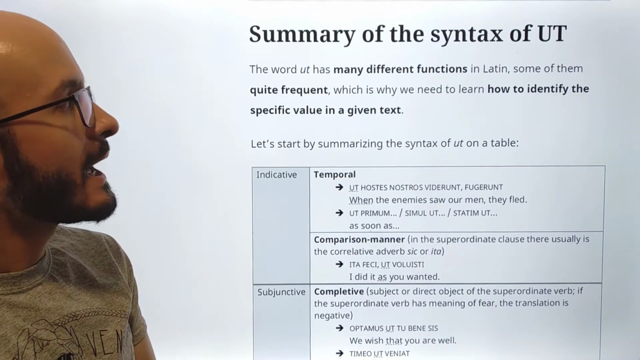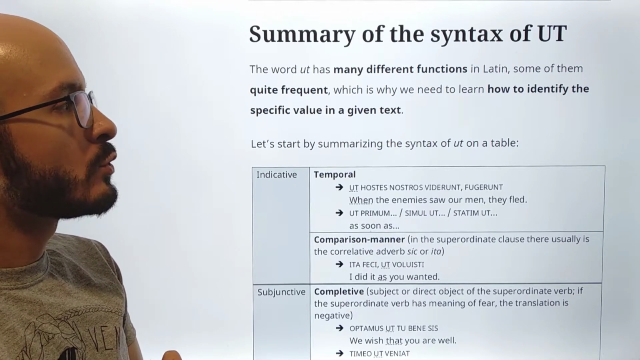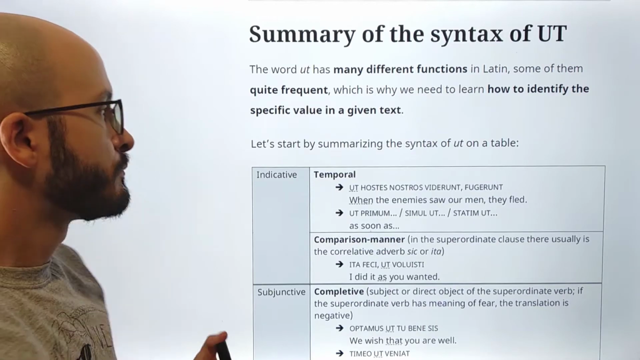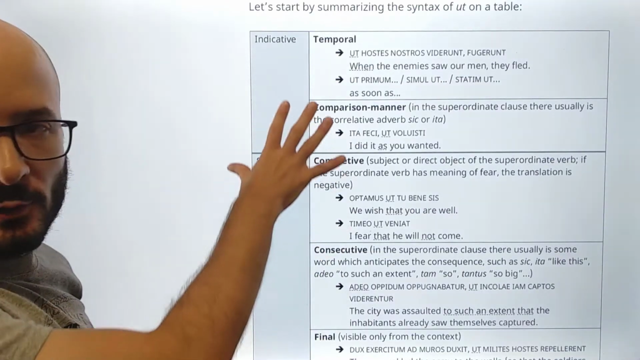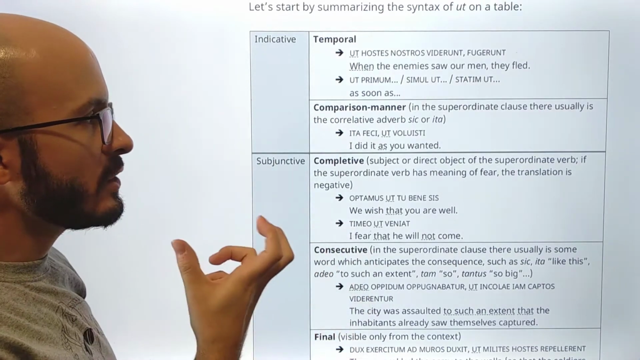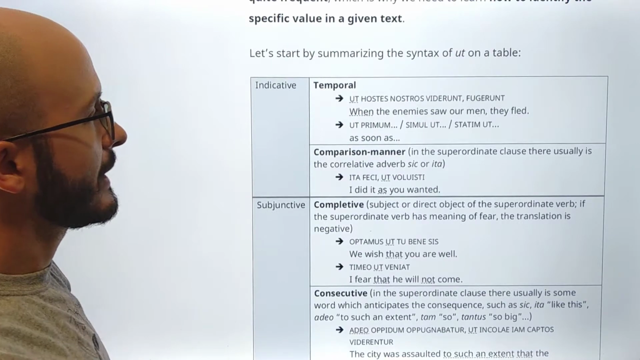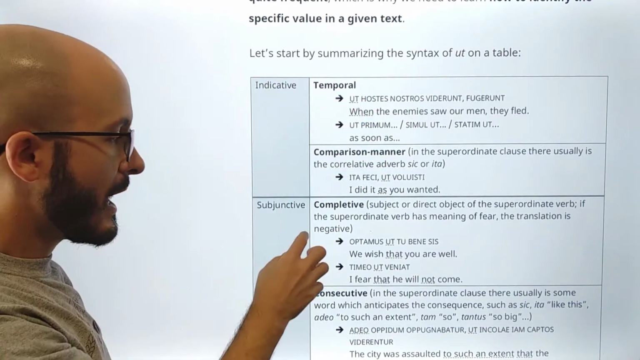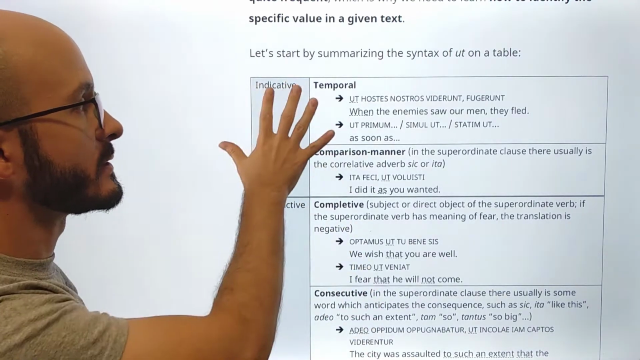The word ut has many different functions in Latin, some of them quite frequent, which is why we need to learn how to identify the specific value in a given text. So again, amazing table. And here we see that this table is kind of simpler. And then here we see we have two functions in the indicative mood and 4 functions in the subjunctive mood.